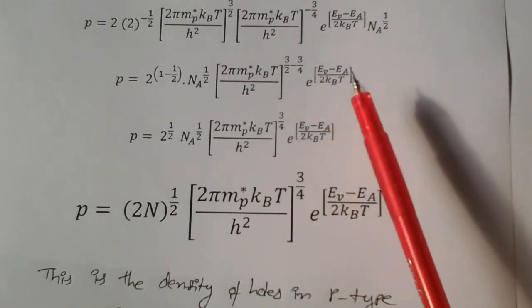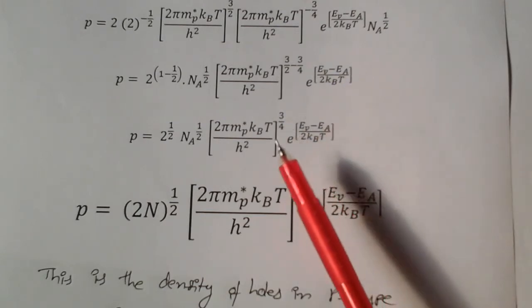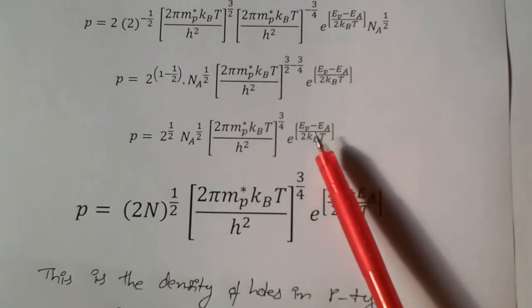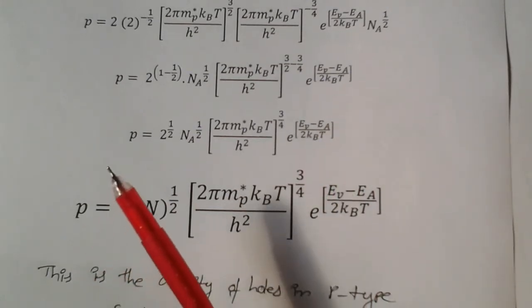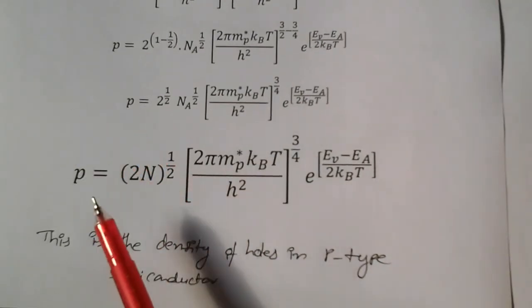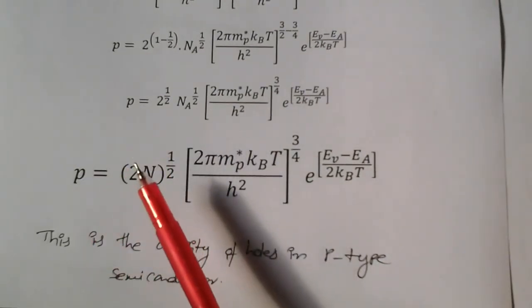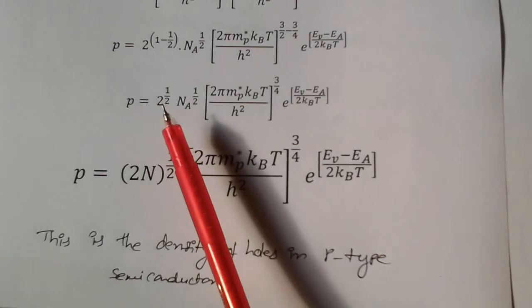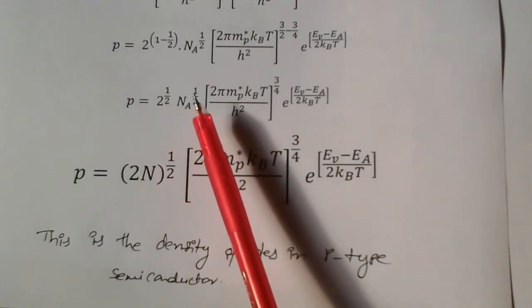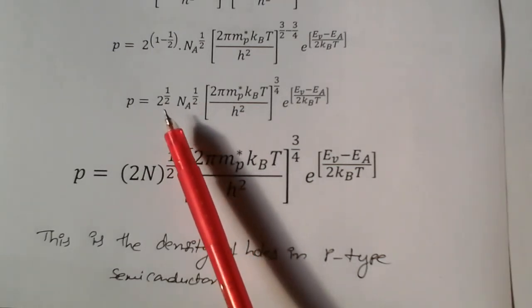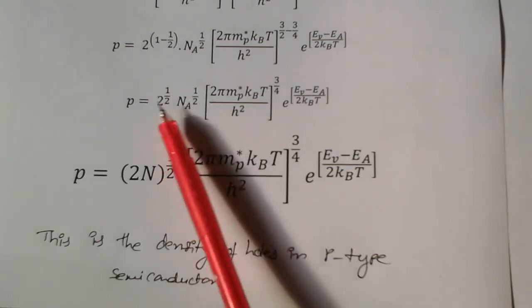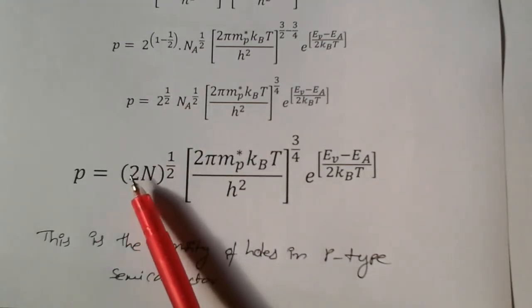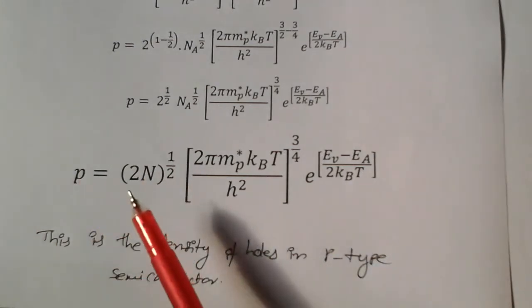E power of (Ev minus Ea) by 2 kBT. Now we can write the final equation. P is equal to, 2 power is also 1 by 2, Na power is also 1 by 2. So Na value power 1 by 2, 2 power 1 by 2. So 2 values I am writing within one bracket. So 2Na whole power of 1 by 2, like that I am writing.